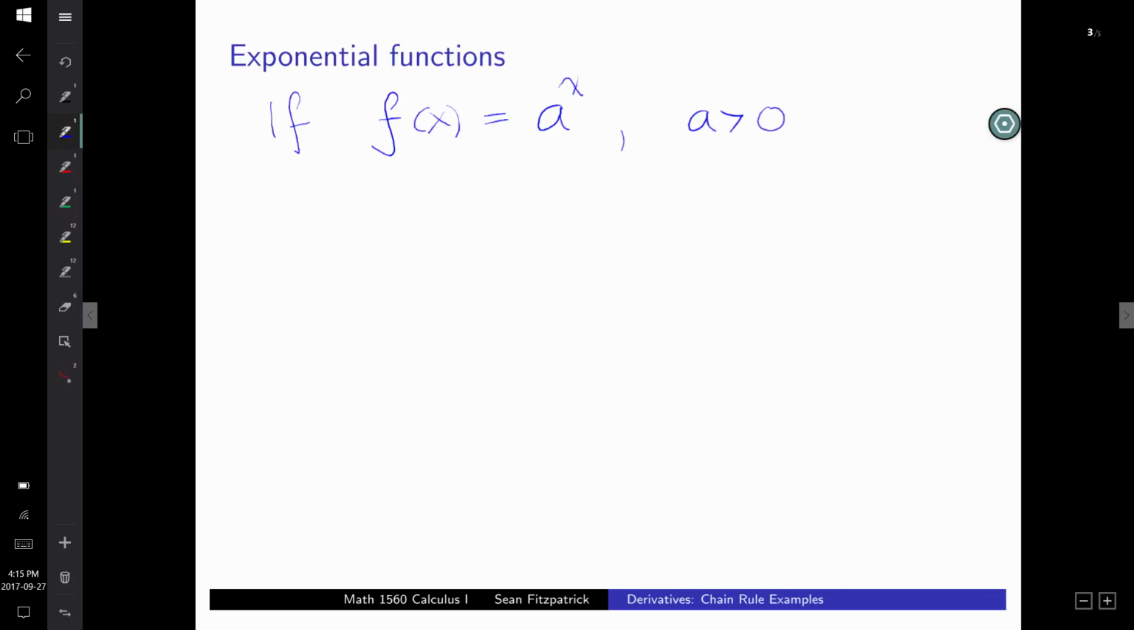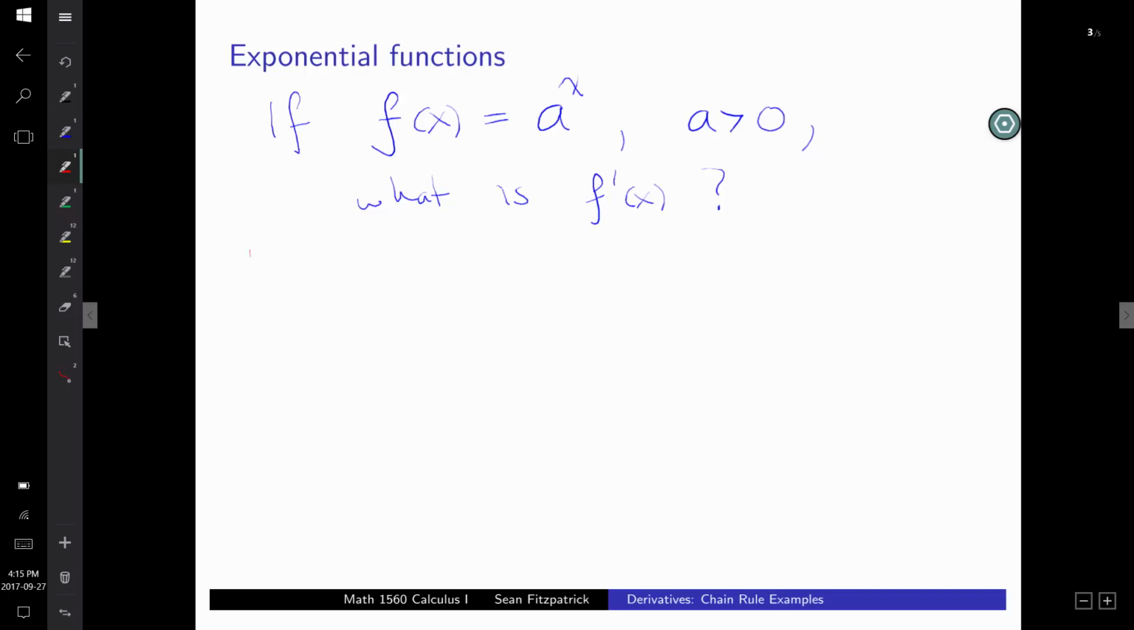Okay, a is some positive real number. We want to know what is f prime of x, right? Now, we went over in class the fact that we really like the natural exponential function because it's its own derivative. It has this very simple derivative. What happens if you change to a different base? Is the derivative quite as easy? Well, almost, but not quite.